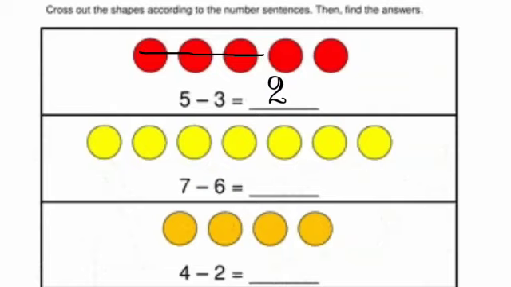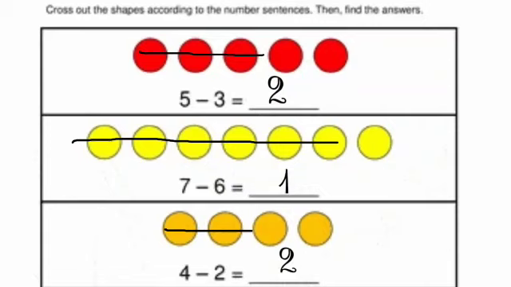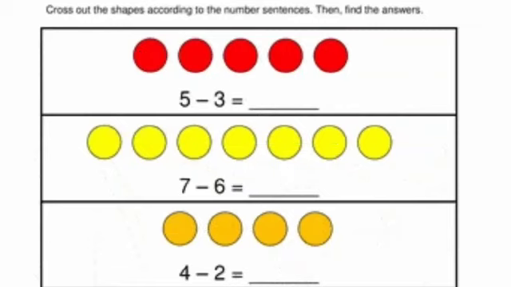Another example, 7 minus 6. So we need to cross out the 6th circle. So it means there is 1 circle left. 4 minus 2 equals 2. In this sum, you need to cross out 2 circles.